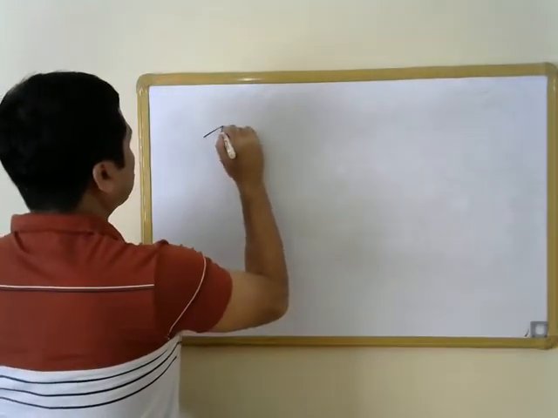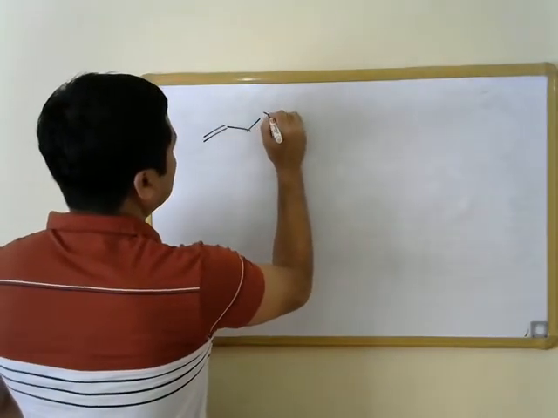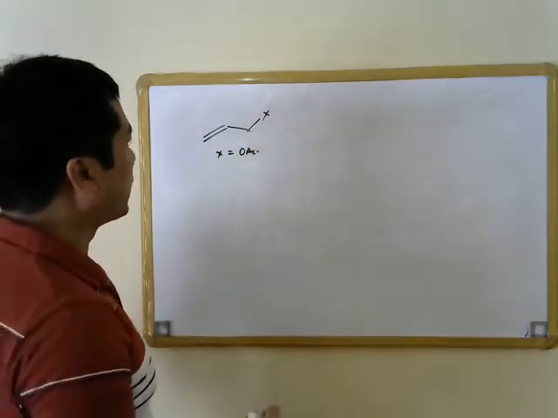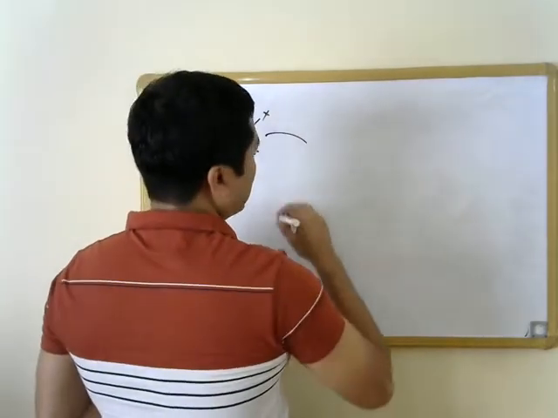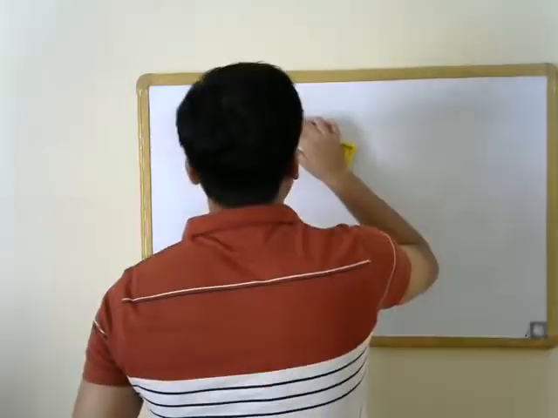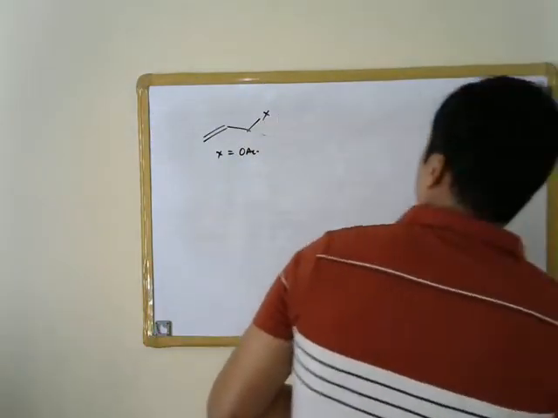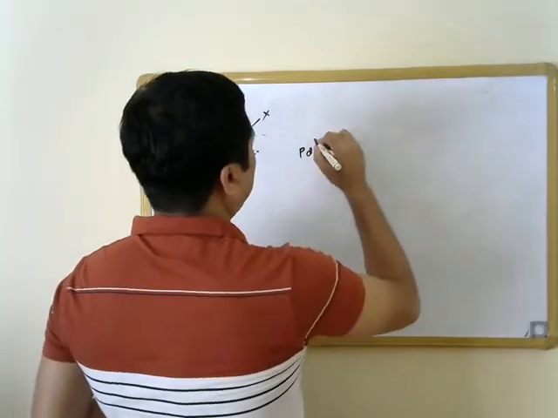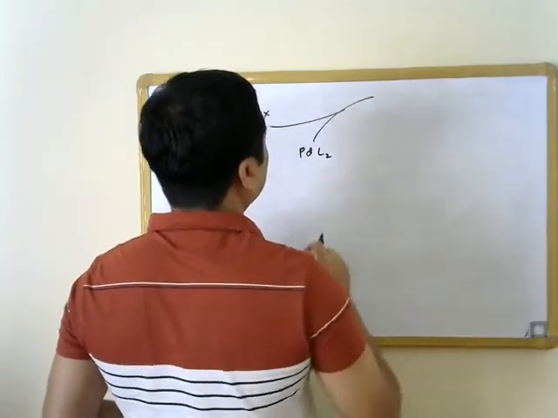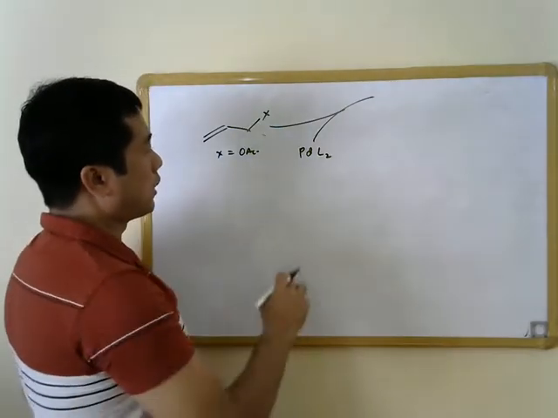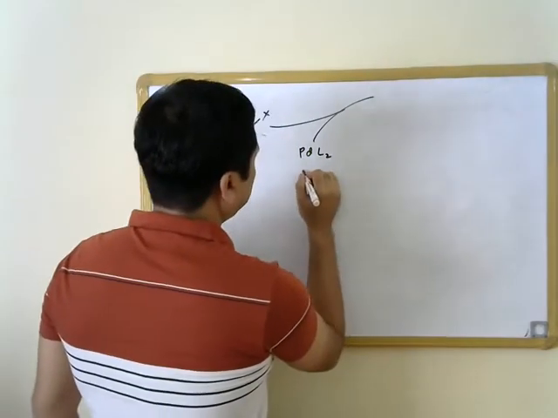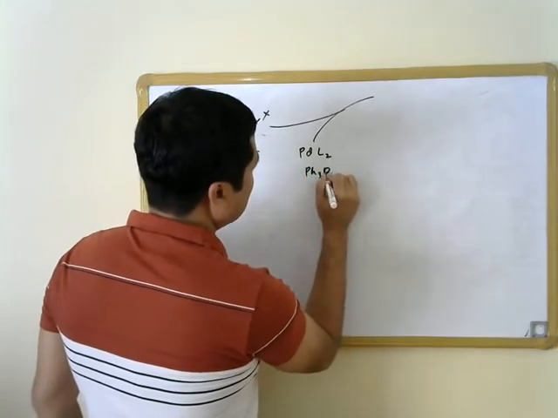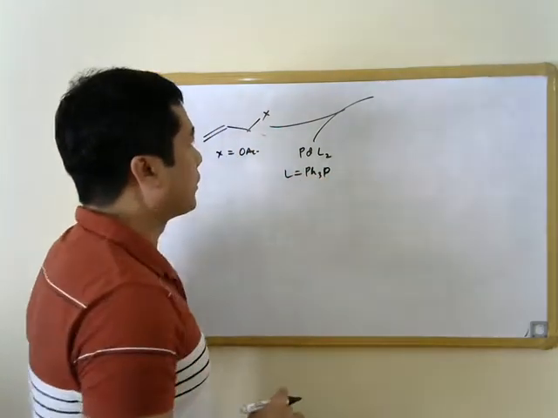So if you take allyl acetates, so let's take it as X. X is nothing but acetate. Now if you use palladium diphenyl phosphine, so let's call it palladium L2, it will undergo oxidative addition reaction. Here L is nothing but diphenyl phosphine.